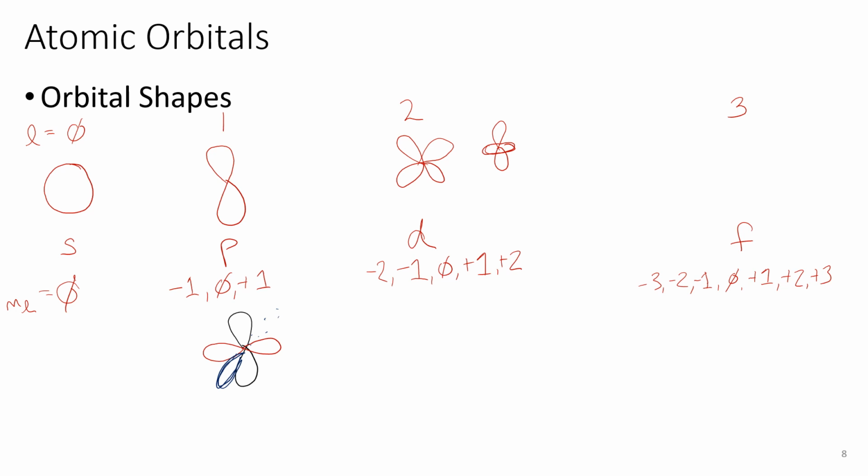For us, the ones we're going to be most concerned with are going to be the S and the P type subshells. Those are really the ones that are going to play a role in the reactivity and the orientation of our carbons and our hydrogens.